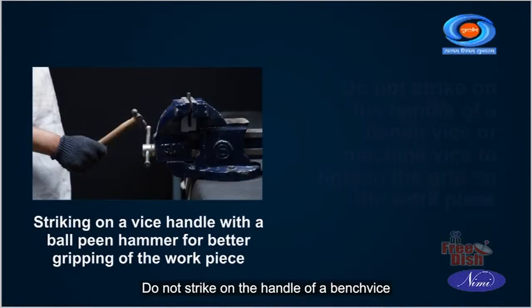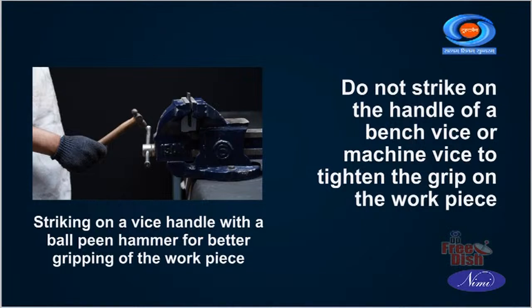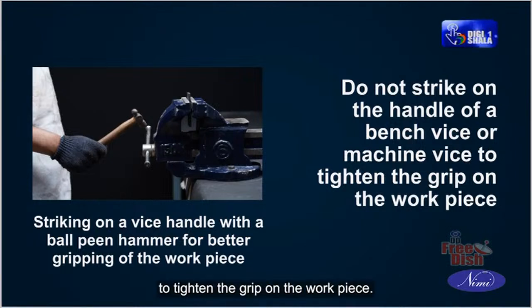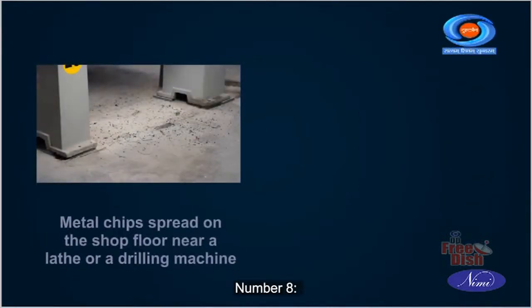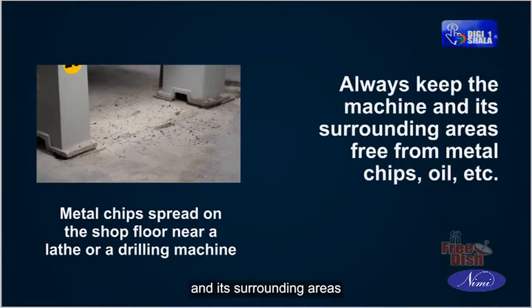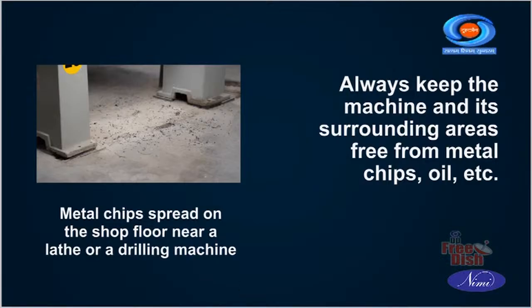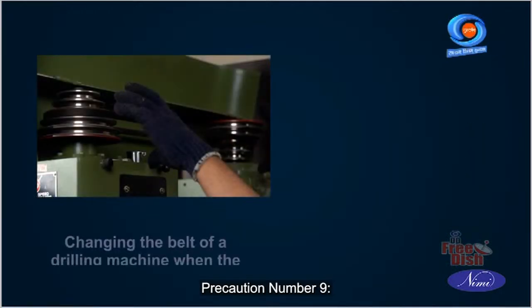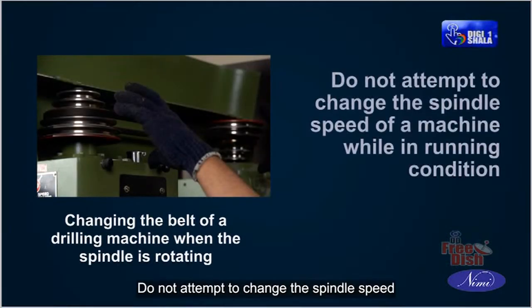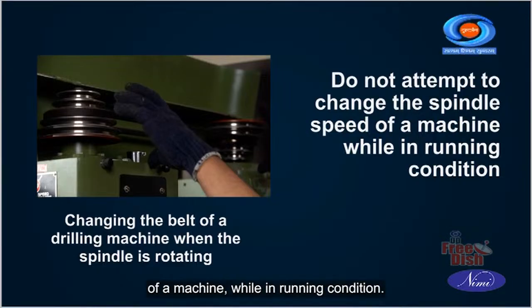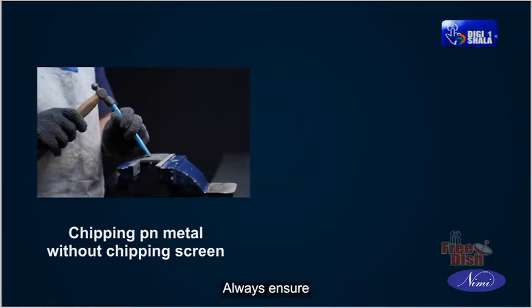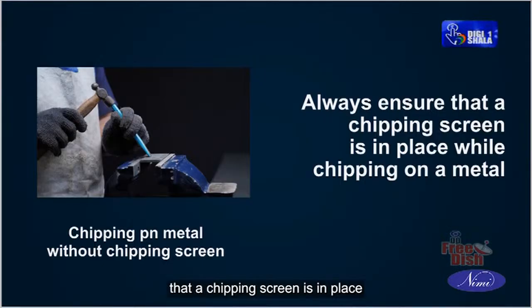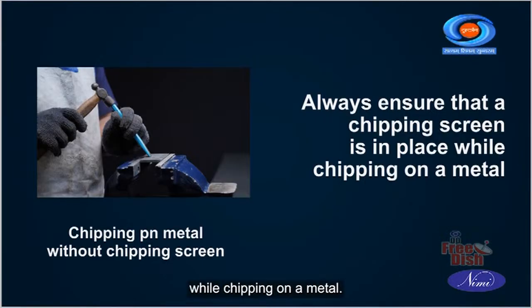Precaution number 7. Do not strike on the handle of a bench vise or machine vise to tighten the grip on the workpiece. Precaution number 8. Always keep the machine and its surrounding areas free from metal chips, oil, etc. Precaution number 9. Do not attempt to change the spindle speed of a machine while in running condition. Precaution number 10. Always ensure that a chipping screen is in place while chipping on a metal.